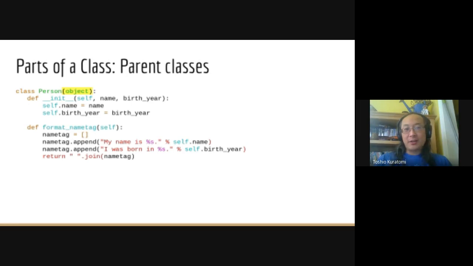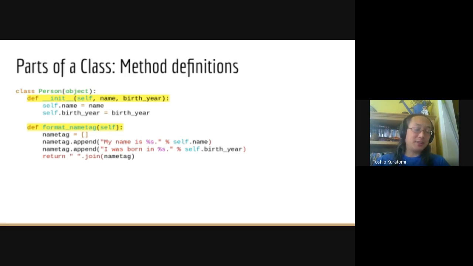In this case, we're inheriting from object. Object is the root class of every class in Python. On Python 3, you don't have to explicitly specify object. If you just put Person and then the colon, Python 3 will know what to do. But if you're dealing with Python 2, you'll want to put the parentheses and object or another parent class in there. The next thing to notice are method definitions.